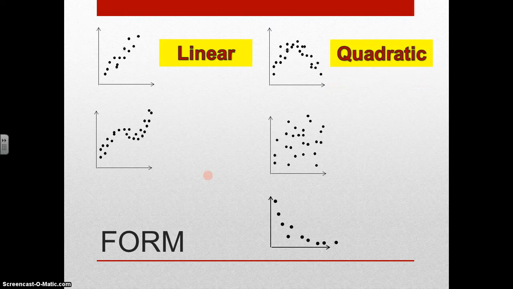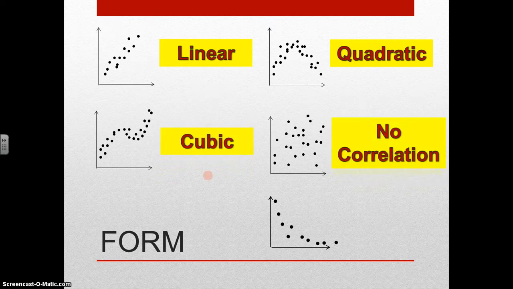This next one, top right, is quadratic. And a quadratic is just a U, or an upside down U. So it's a quadratic. That one is cubic. There's no correlation there. Those dots everywhere do not look like they make any type of graph, so there's no correlation. And this last one looks like one that we talk about and we sometimes forget about, but it is exponential.